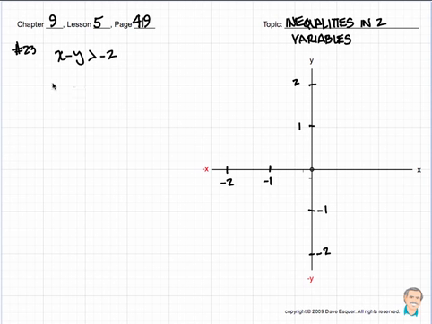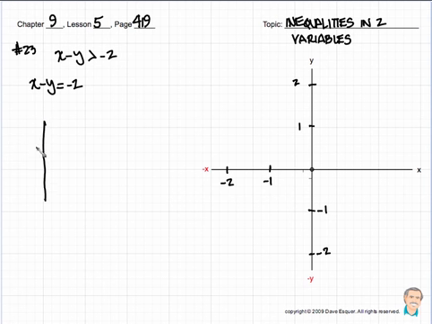Number 23, x minus y is greater than negative 2. Let's make that a little bit easier to work with. x minus y is equal to negative 2, and then we're going to test for 0, 0 and see what we can do with that. Remember, we always want to test for 0, 0 and see what we can work out. So here we go. x minus y is equal to negative 2.